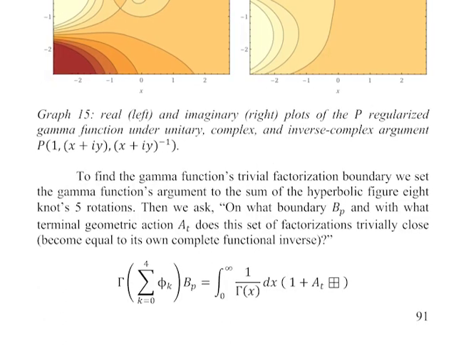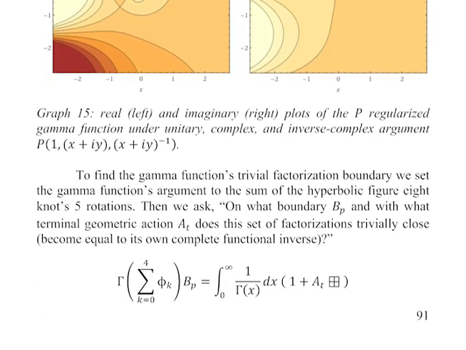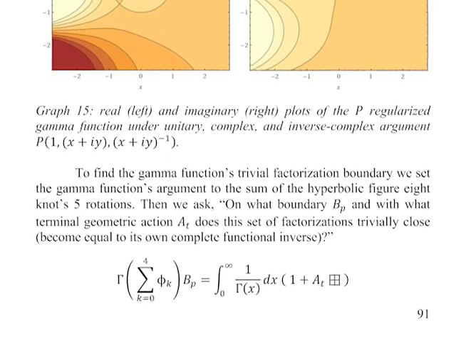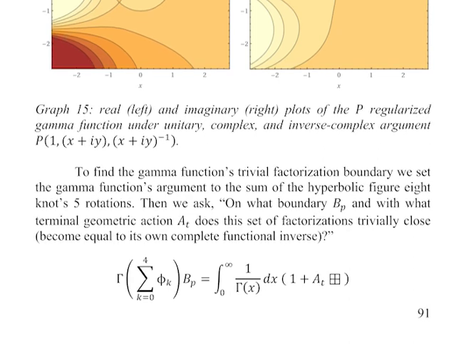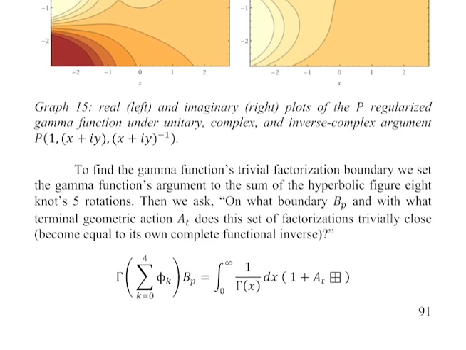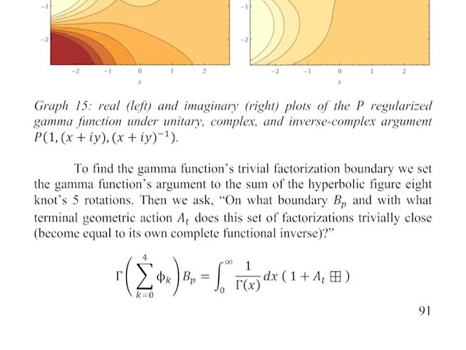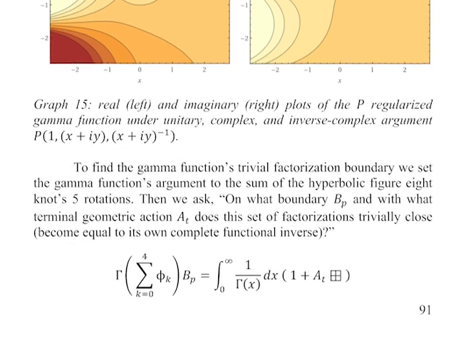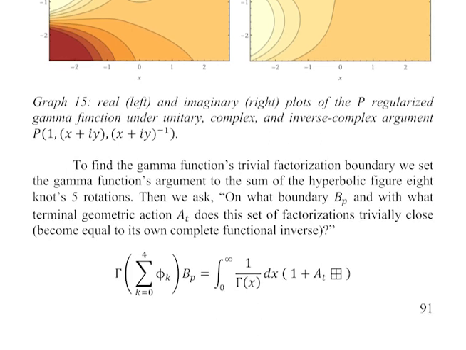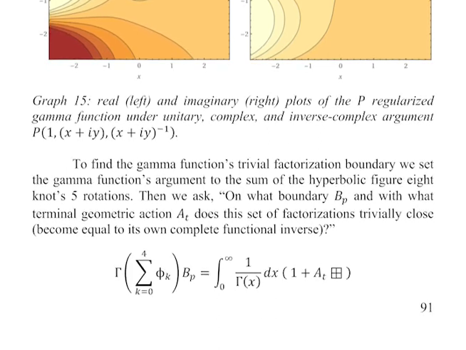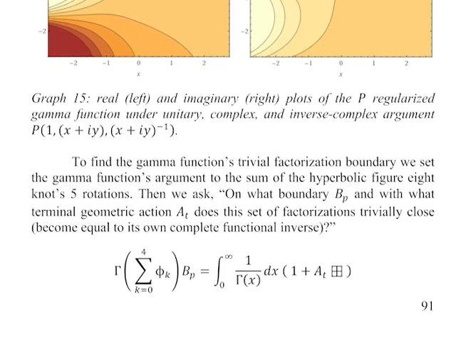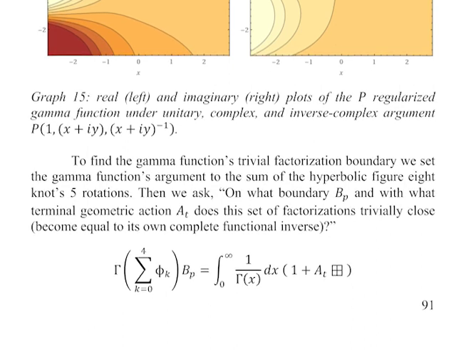To find the gamma function's trivial factorization boundary, we set the gamma function's argument to the sum of the hyperbolic figure 8 knot's five rotations. So we add up all five rotations that are maintaining the balance of the simplest universe, and we put that sum of rotations as the gamma function's argument. Then we ask, on what boundary and with what terminal geometric action does this set of factorizations trivially close? So that means become equal to its own complete functional inverse, because we need the whole system to factorize but cancel eventually.